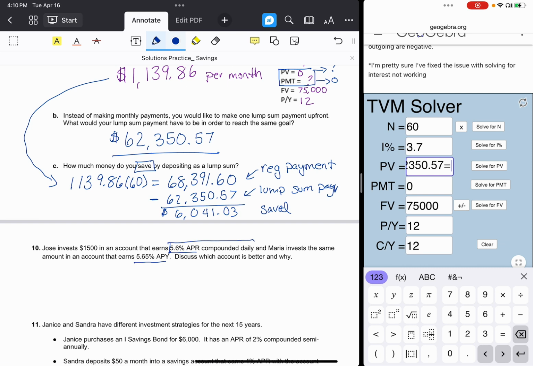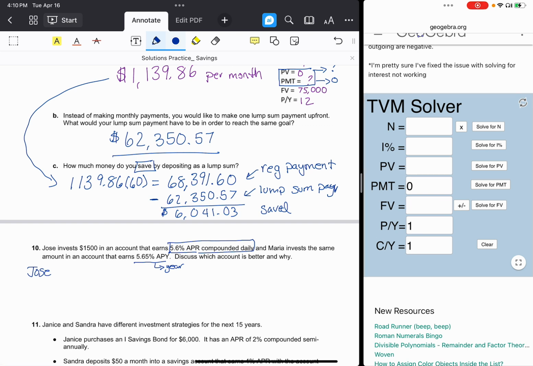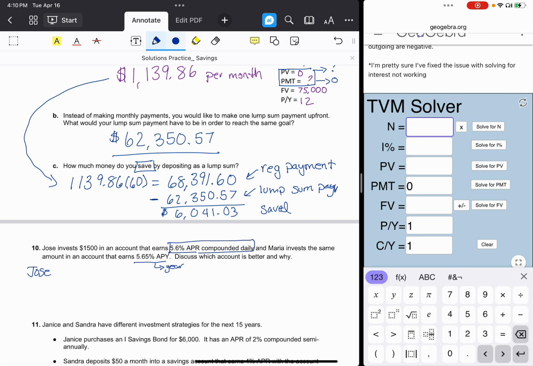So it's like the APR compounds daily, while this is like a yearly compounded rate, and then we can compare them. Jose here is going to invest $1,500. I can use my TVM solver for this. Let's just look at what you have in a year. His compounds daily, so that's 365 times in 1 year. It has 5.6% interest, and he put in $1,500, compounding 365 times throughout the year.